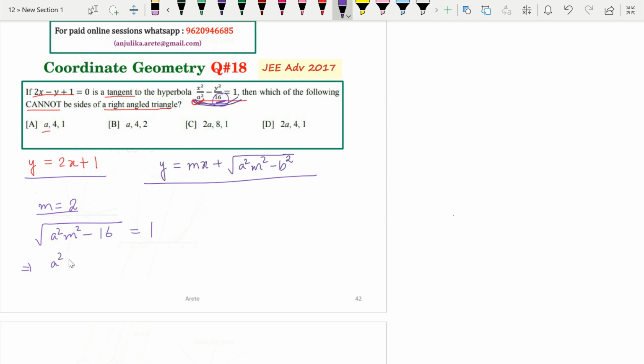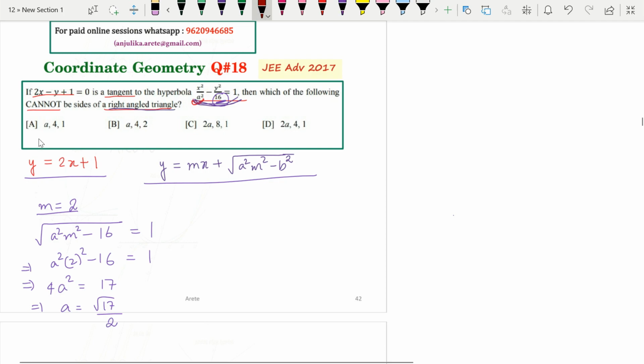So a square m square, let me just write 2 squared, minus 16 should be 1. I squared both of the sides. So you end up getting 4a square is 17, or you end up getting a is equal to root 17 by 2. You know your a, so that is root 17 by 2.